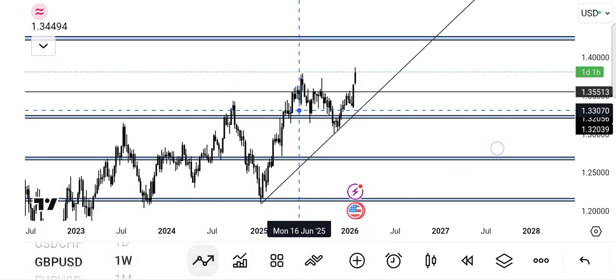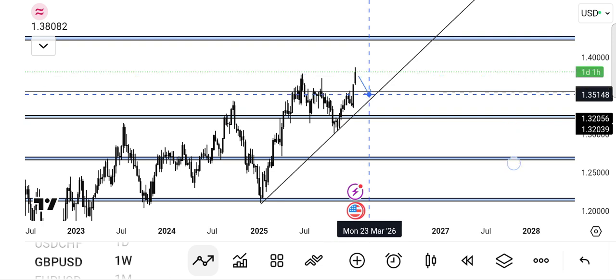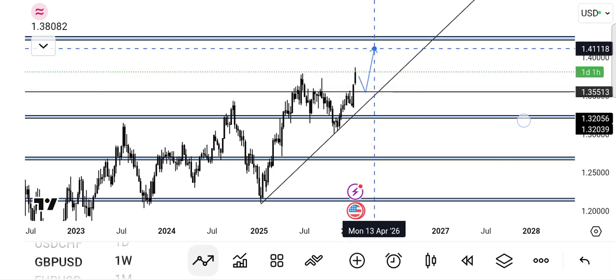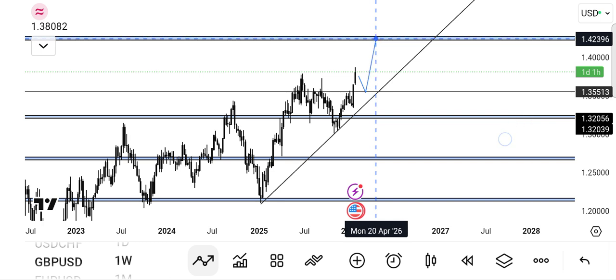So I'll be waiting for a pullback to this neckline, then I'll be riding it to this point here. I'll be holding this trade as a swing trade. I repeat again, I'll be holding this trade until the market hits that point.